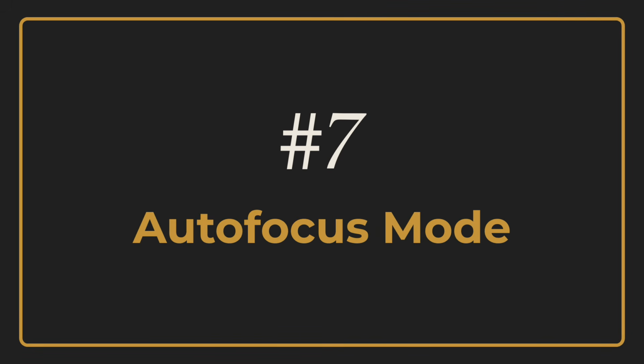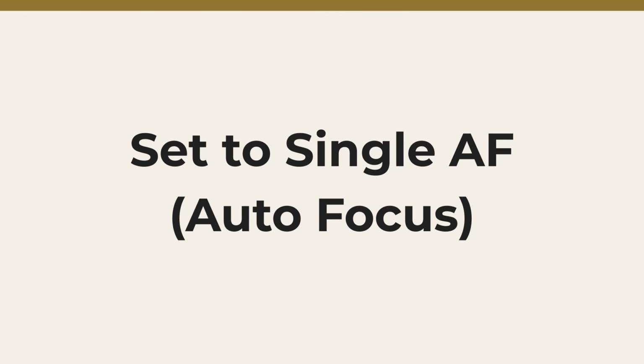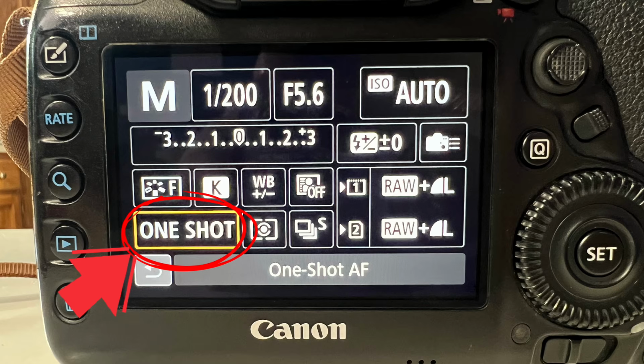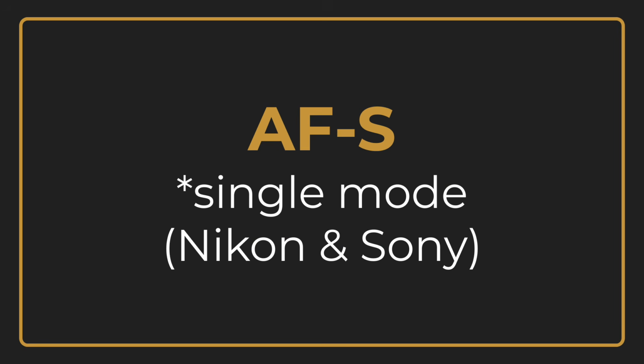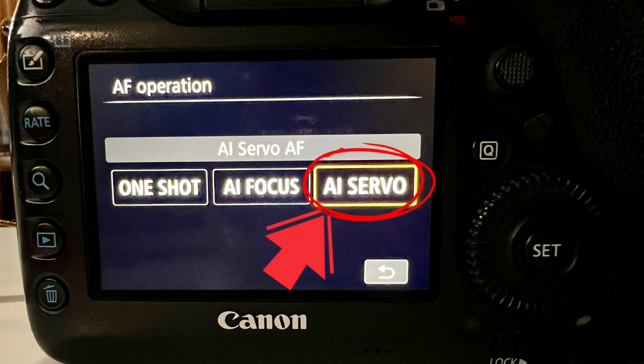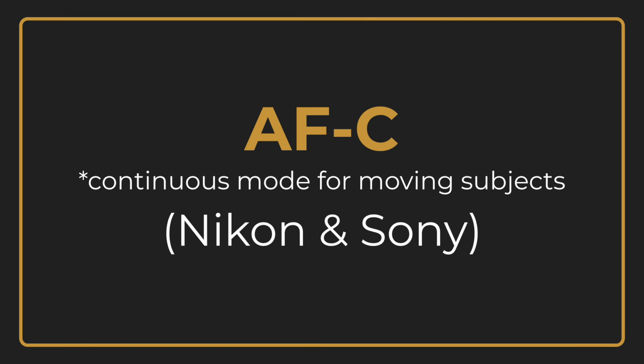So that's 6. Number 7 is one that you'll actually have to think about mid-shoot. So pay attention here. Number 7 is your autofocus mode. And this one you do switch depending on the situation you're shooting in. Set this mode to single AF or autofocus. This is called one shot on Canon, AFS on Sony and Nikon. The camera locks focus when you half press your shutter button. But continuous mode, which is AI servo on Canon or AFC on Nikon and Sony, is used for moving subjects.